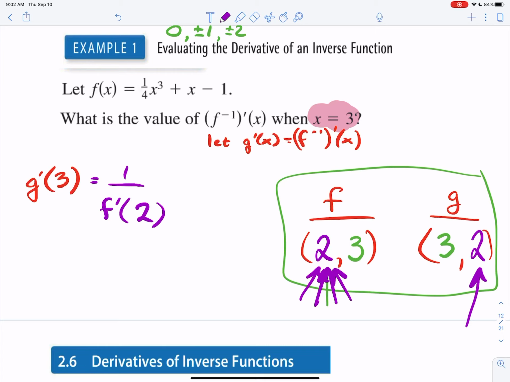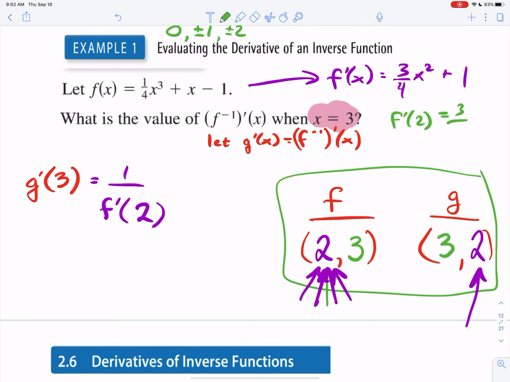So now, the calculus part. Here we go. How do I find f prime of 2? Well, first, we got to find f prime of x. Go ahead and find it, and then press play when you're ready. F prime of x is going to be 3/4 x squared plus 1. Okay, if you're not sure how I got that, ask some peers or ask me. Okay, now that I know f prime of x, well, f prime of 2 is going to be 3/4 times 2 squared plus 1. If you evaluate that, you should get 4. Okay, 2 squared is 4, times 3 is 12, divided by 4 is 3, plus 1 is 4.